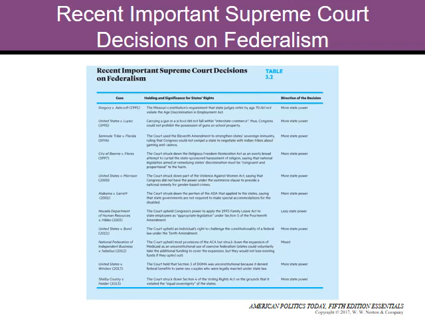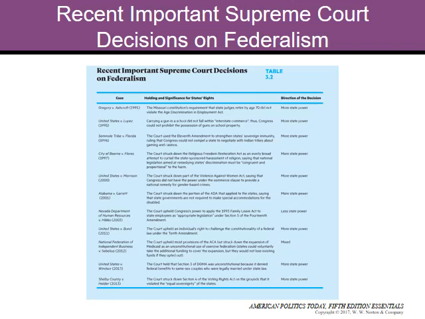Now let's look at recent Supreme Court cases. Gregory versus Ashcroft in 1991. The Missouri Constitution's requirement that state judges retire by age 70 did not violate the Age Discrimination in Employment Act, gives more state power. United States versus Lopez in 1995, which I already mentioned. Carrying a gun in a school did not fall within interstate commerce. Thus, Congress could not prohibit the possession of guns on school property. More state power.